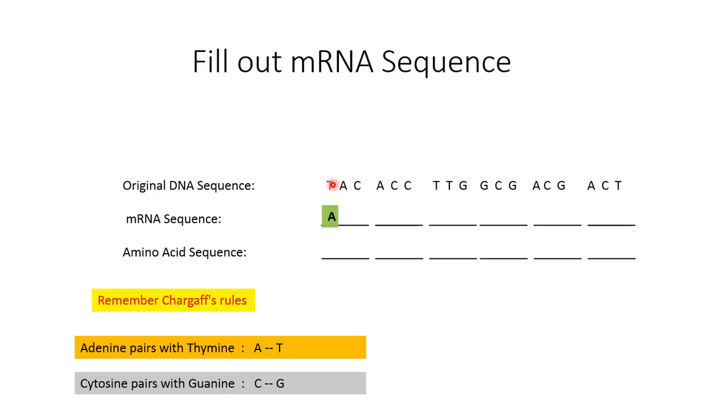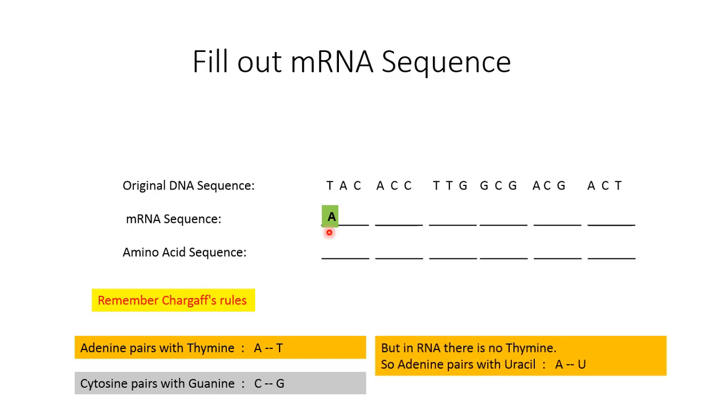So we start off with, okay, if we have a T, that means that it must bind with an A. So if we have T here, we have to have A here, right? And then in original DNA, if we had an A, we would have a T. But something else you might remember is that in RNA, there is no thymine. So we can't have a thymine here. We have a uracil. So A binds with U.